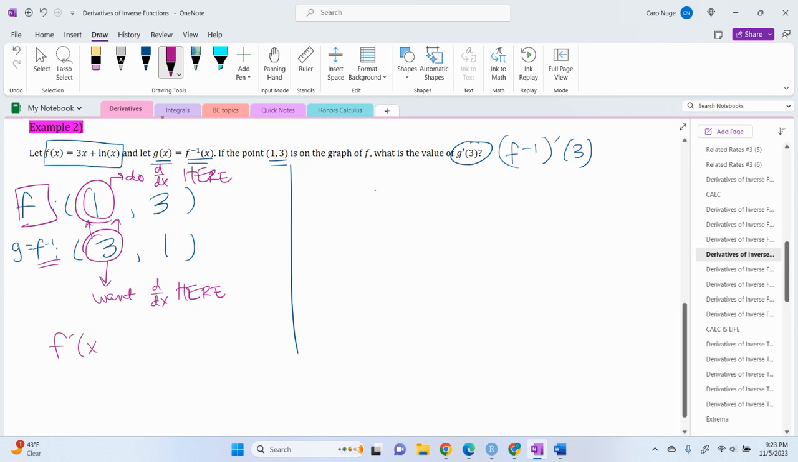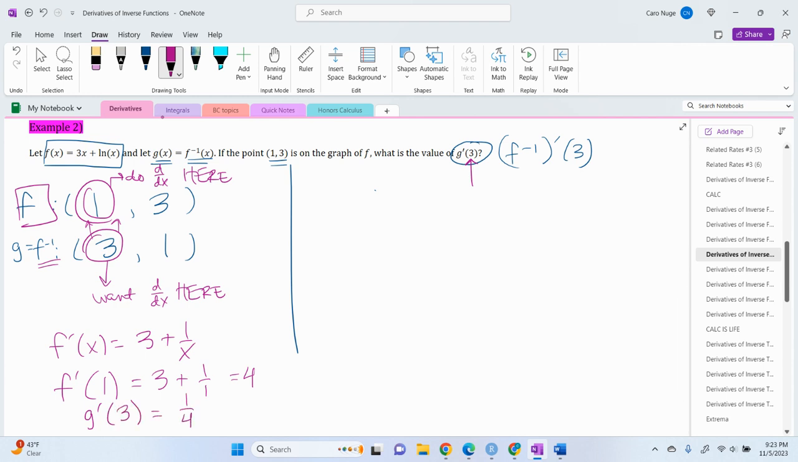So let's find f prime. That's an easy derivative. That'd be 3 plus 1 over x. I'm going to do the derivative at the other part of the ordered pair. I want the inverse derivative at 3, so I'm going to do the derivative of the original at 1. Okay? So that'd be 3 plus 1 over 1, which is 4. So that means the derivative of the inverse at 3 will be the reciprocal, 1 over 4. And it's really important that you're practicing good labeling here throughout your work. Okay? I'm going to show you the other way here in case you want to use it.